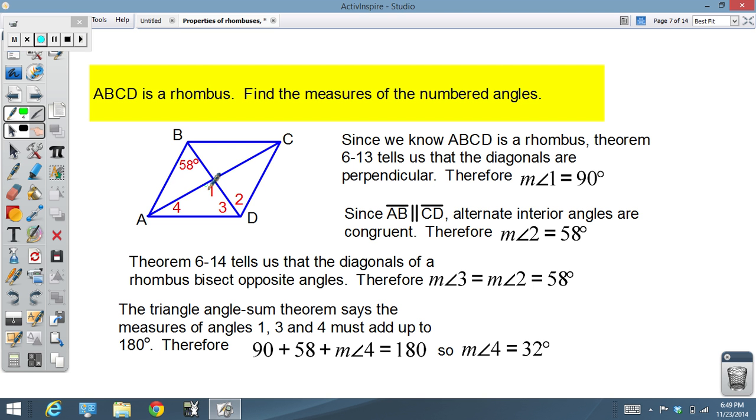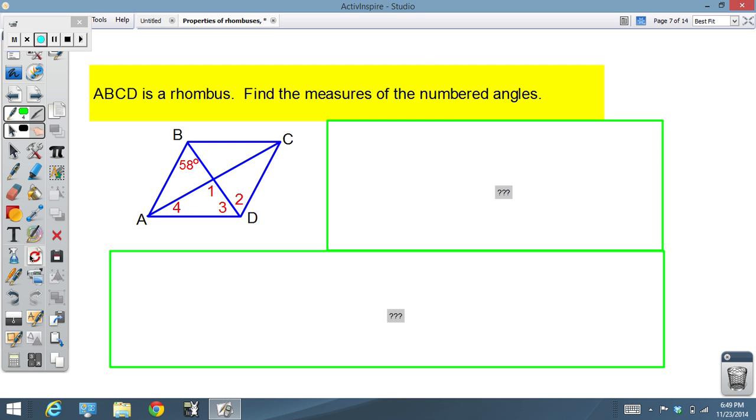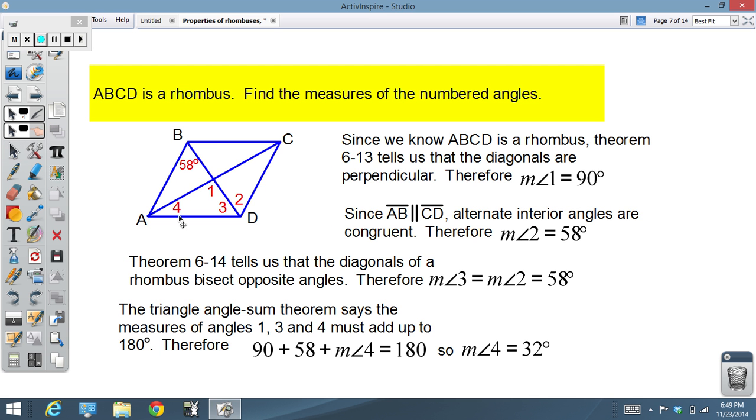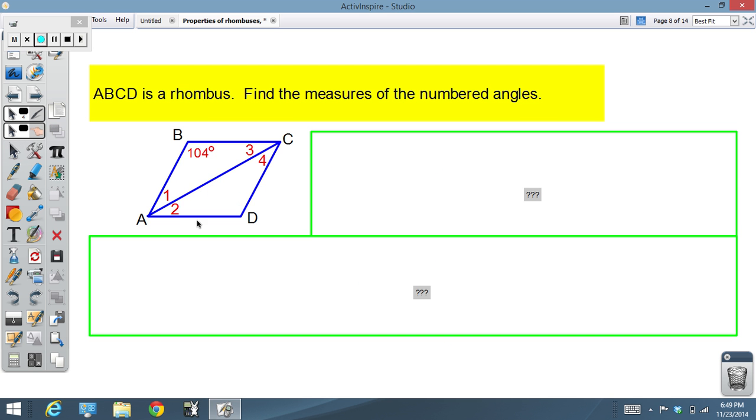And then, when you use the three angles here, here, and here, they must add up to 180, and we can figure out what angle 4 would be. Okay, follow that along if you have to. Hope that makes sense. And let's move on. Next question.